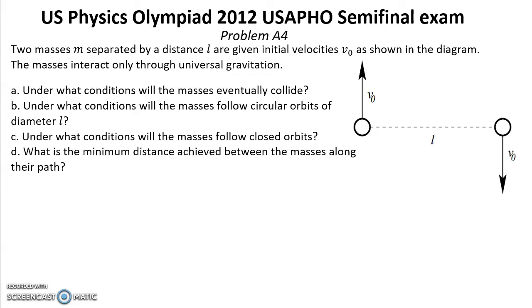Questions. A. Under what conditions will the masses eventually collide? B. Under what conditions will the masses follow circular orbits of diameter L? C. Under what conditions will the masses follow closed orbits? D. What is the minimum distance achieved between the masses along their path?